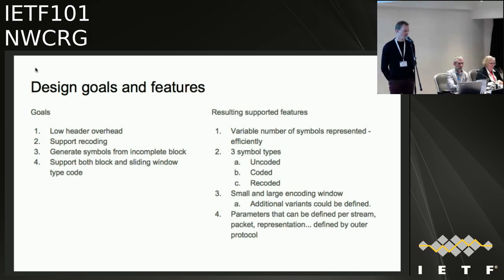And then we have a bunch of parameters that we actually don't have in this protocol that can be defined per stream or per packet or per something else. And if we want to be most efficient, we cannot define those in this representation, because if they are, for example, the same during the whole life of the transmission, then it's a waste of bits.